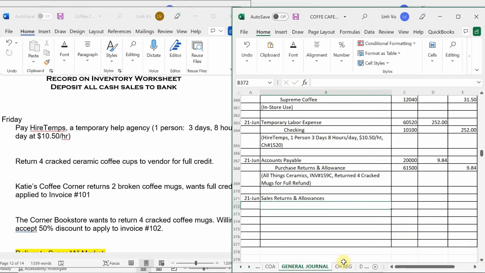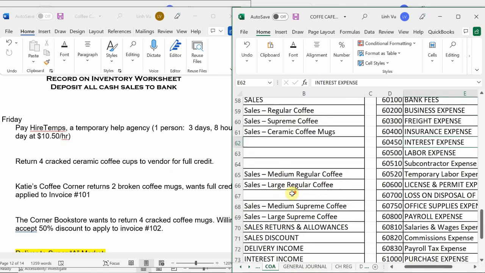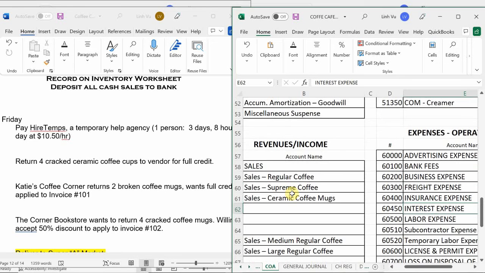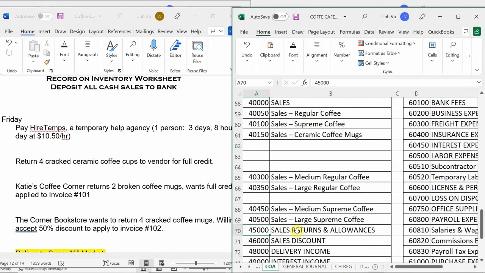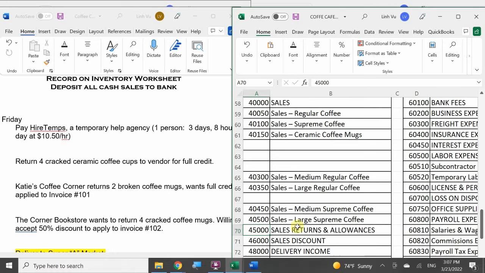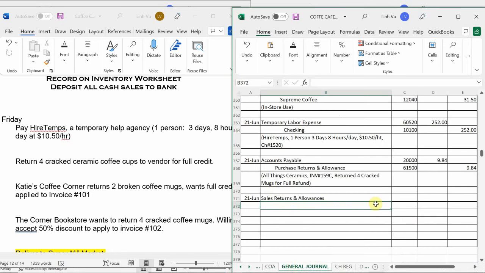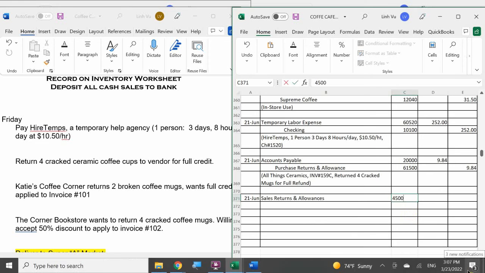Let's go ahead and check out our chart of accounts to see what account number that is for sales returns and allowances. So sales returns and allowances is going to be account number 45,000. And because she wants us to apply it to her invoice, what does that mean? She wants us to decrease the amount that she owes me. So in this case, we're going to take it off of her accounts receivable.